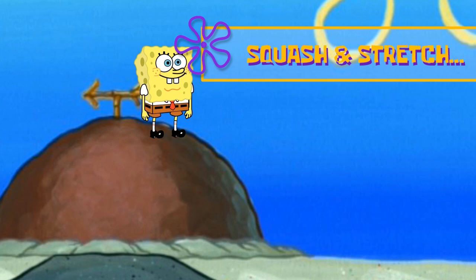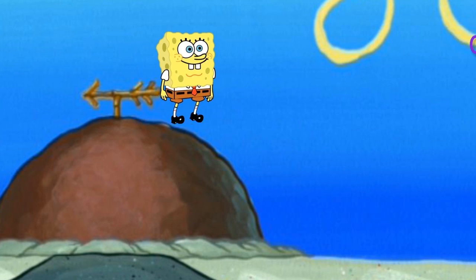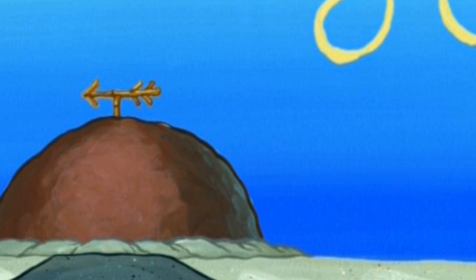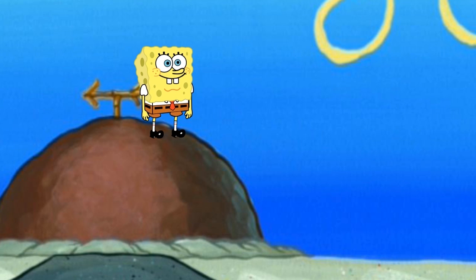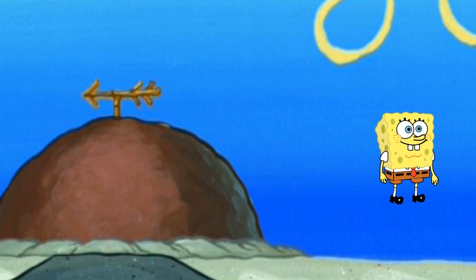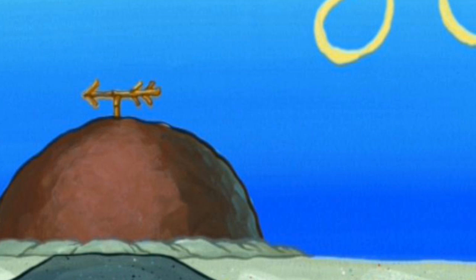Squash and stretch is giving the illusion of volume and weight to a character. Our example of this is Spongebob jumping off Patrick's house and landing on the ground below. The squash and stretch motion will begin when he bends his knees and jumps, and will end when he bends his knees and lands on the ground below.